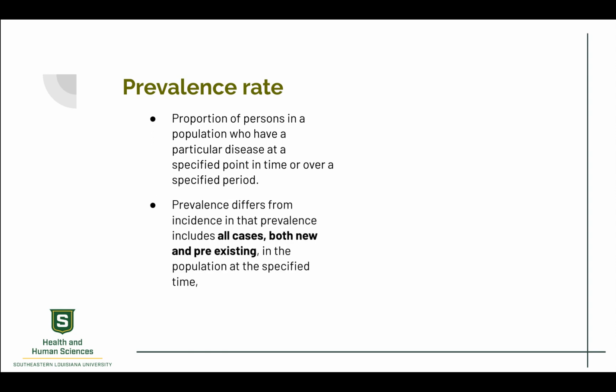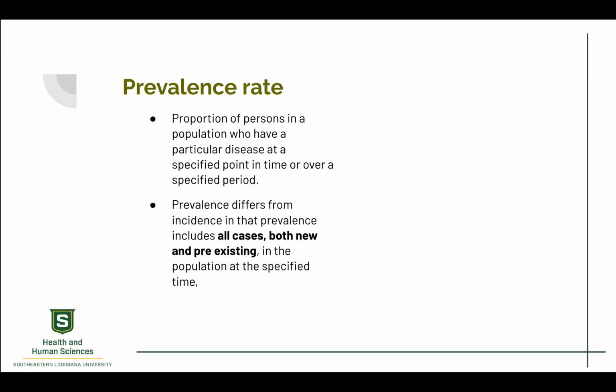So prevalence differs from incidence in the sense that prevalence is looking at everybody that has the disease, right? Whether it's new or whether it's pre-existing. I'm going to use COVID as an example. When we start talking about COVID, particularly now that the incidence rate has dropped, it's not as high as it was in 2019, 2020, 2021.